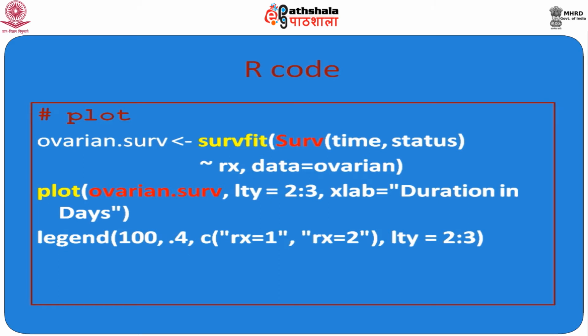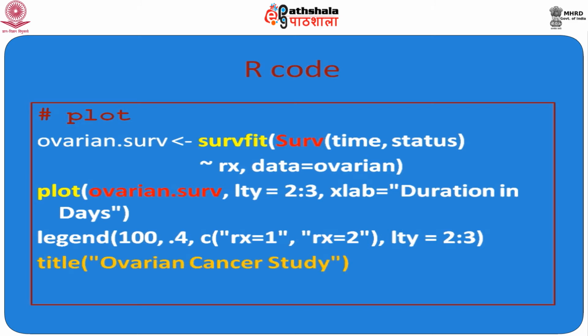Another command is there, that is legend 100, 0.4, and it is given as Rx1 and Rx2. So the legend in this graph will show what treatment was given, Rx1 and Rx2. And since we are putting 100, 0.4, the legend will start from 100 on the x axis and from 0.4 on the y axis.